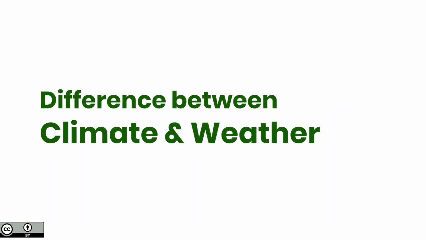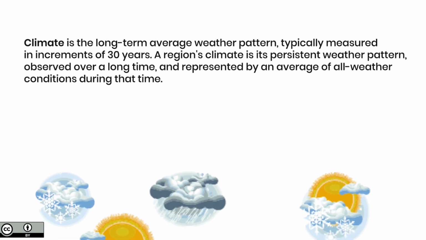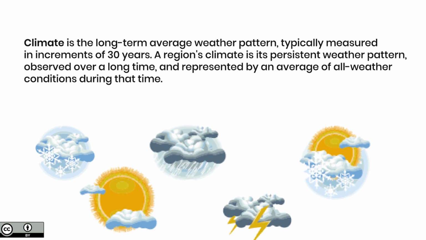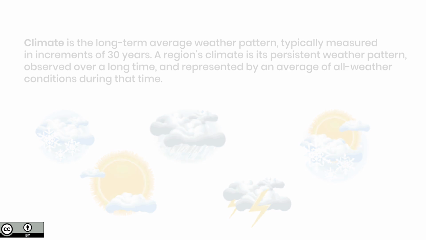It's important to remember that climate and weather are two very different things that occur at different times. Climate is the long-term average weather pattern, typically measured in increments of 30 years. A region's climate is its persistent weather pattern, observed over a long time, and represented by an average of all weather conditions during that time. Some examples of climatic extremes are the wet and hot conditions of the tropics, and the dryness of the desert.